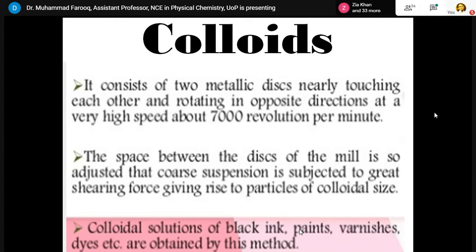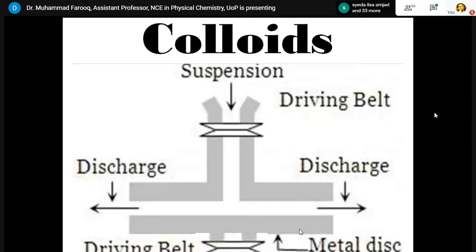The space between the discs of the mill is so adjusted that the coarse suspension is subjected to great shearing force, giving rise to particles of colloidal size. Colloidal solutions of black ink, paints, varnishes, dyes, etc. are obtained by this method. The paints we make, the suspensions, our inks, black inks, varnishes, all these are prepared by using the colloidal mill.